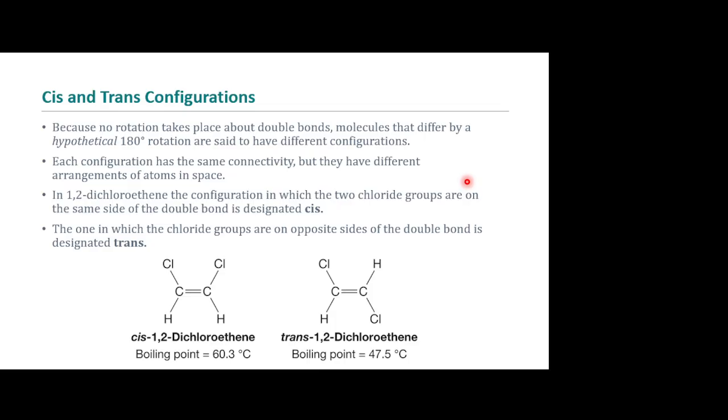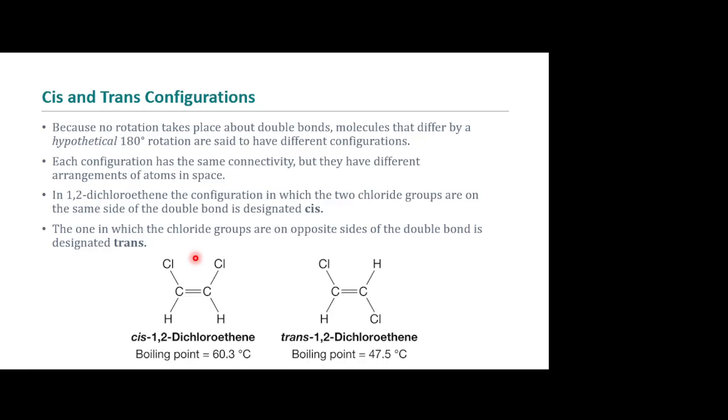Now, because there's no rotation around these, whenever you have a double bond, they can actually differ by a hypothetical 180-degree rotation. This is going to be called having different configurations, or different conformers. We'll talk about conformers in a bit, though. That's more of a next chapter thing. But what this is going to be is if you have groups on the same side, see these chlorines right here? They're on the same side, and so they are cis. And I want everybody to do this with me. It's a little silly, but it'll make you remember. Ready for it? On the same side.